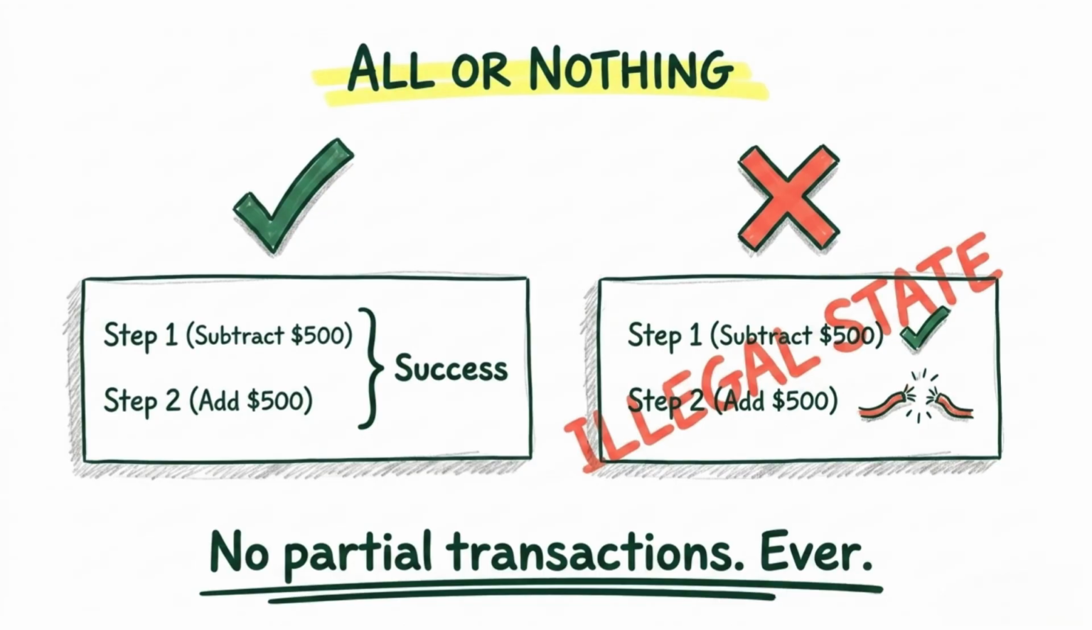Here is atomicity in practice. The $500 transfer has 2 steps. Subtract from your account, add to your friend's account. If both steps complete, success. If Step 2 fails for any reason, Step 1 is immediately canceled and reversed. The database does not accept half-finished work. All or nothing. No exceptions, no partial transactions, ever.